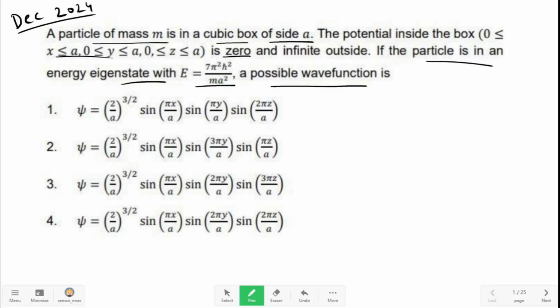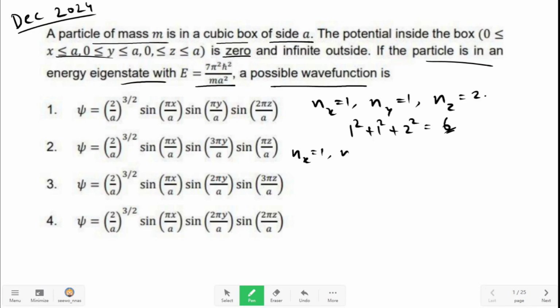Therefore to get the correct option here, first you have to identify nx, ny, nz values. In option 1, the nx value is 1, ny value is 1, nz value is 2. Now take squares of it and add. So you will get 1 square plus 1 square plus 2 square, which is 6. We need the sum to be 14. Let us check option B. In option B we have nx equal to 1, ny equal to 3, nz equal to 1. In this case, when we square and add, we will get 1 square plus 3 square plus 1 square, which is 11, which is also incorrect.